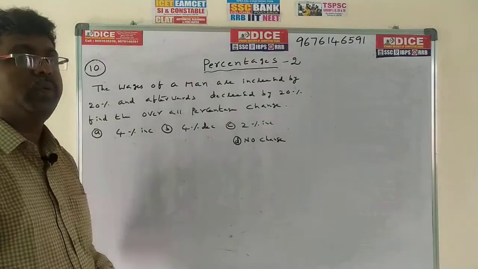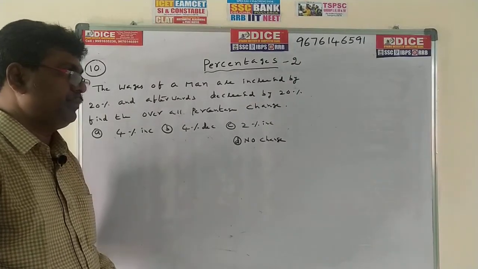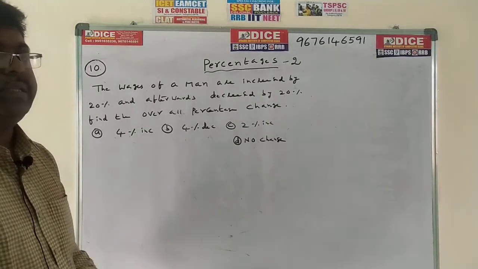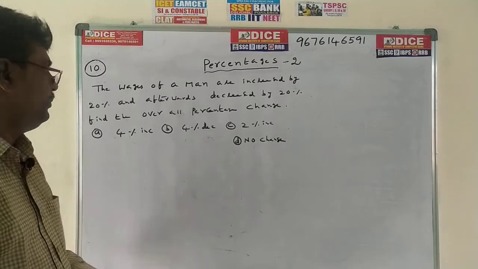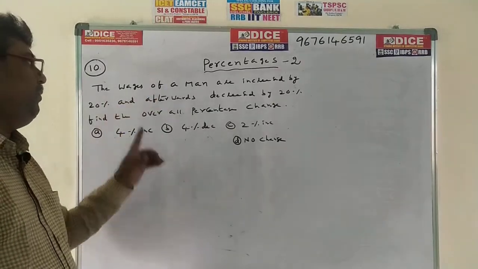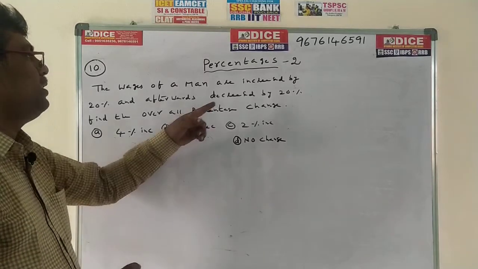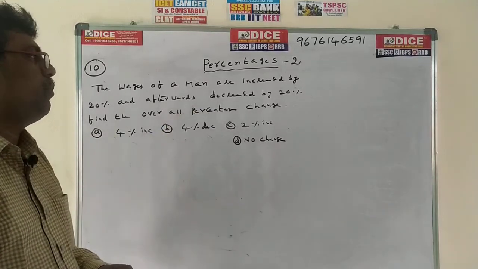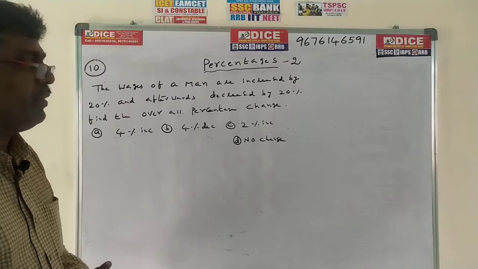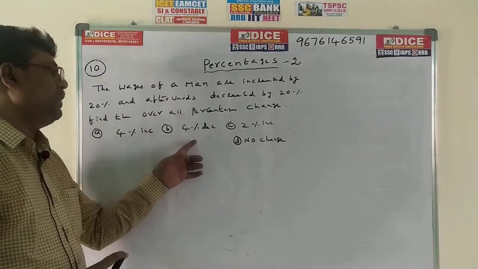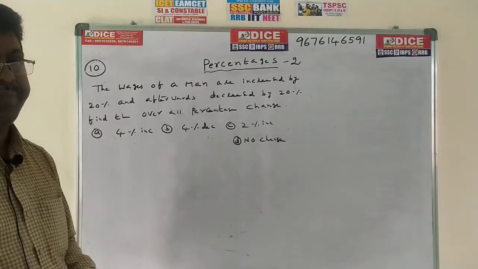Now come to the next problem. This is also a very important method. The wages of a man are increased by 20% and afterwards decreased by 20%. Find the overall percentage change. The options are 4% increase, 4% decrease, 2% increase, no change.